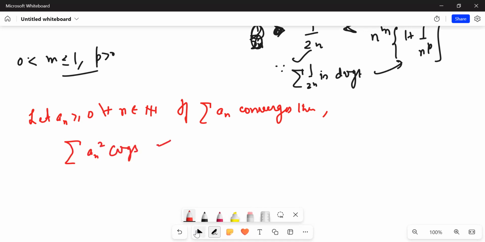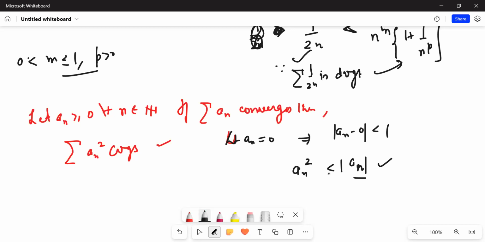It is true. Why? Because if summation an converges, then it implies that limit an would be 0. And if limit an is 0, that implies an minus 0 can be made less than 1. And for that matter, an modulus would be greater than an square. And clearly, its convergence implies its convergence. Since an is greater than or equal to 0, whether you write mod or not, it is one and the same thing. So this is convergent, therefore it implies that summation an square is convergent.